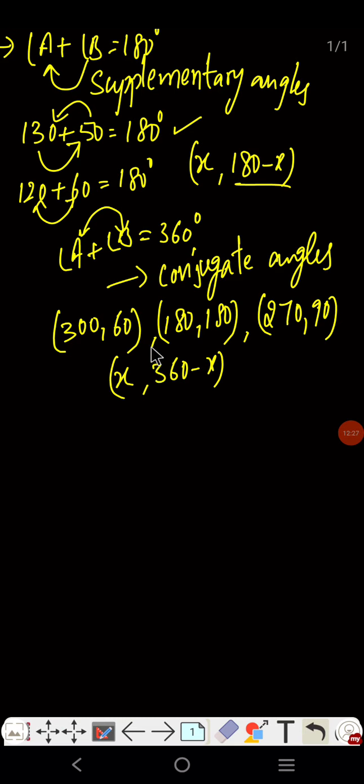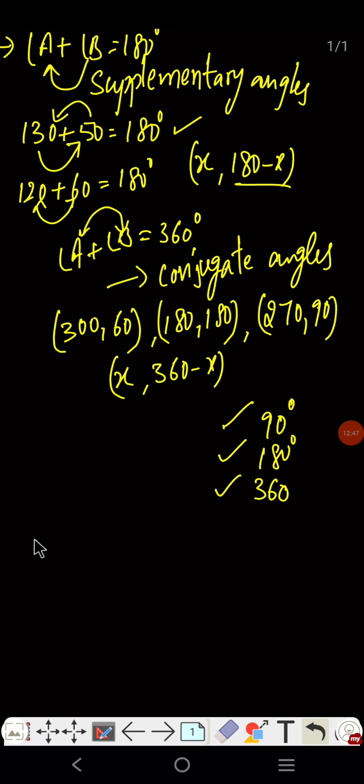So complementary angles means the sum of any two angles is 90 degrees. And what is supplementary? The sum of any two angles is 180 degrees. And what is the meaning of conjugate angles? The sum of any two angles is 360 degrees, then those two angles are called conjugate angles.